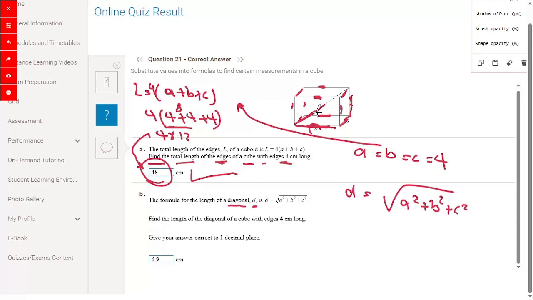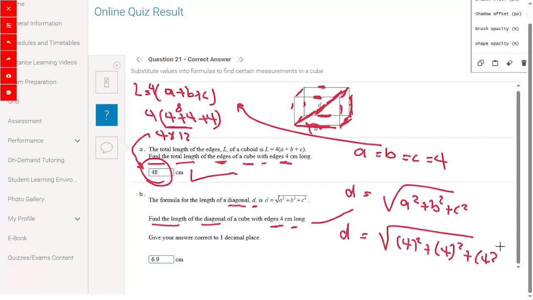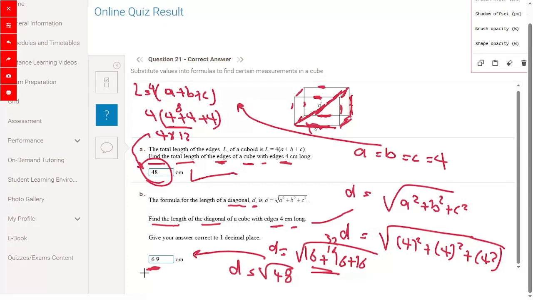So this is diagonal D, which will be the square root of A squared plus B squared plus C squared. Now, again, find the length of the diagonal of the cube with edges of 4 centimeters. So we'll substitute here. D would be equal to the radical of 4 squared plus 4 squared plus 4 squared. So it will be equal to the radical of 16 plus 16 plus 16. This 32 plus 16 will be 48. So D will be equal to radical 48, which is about 6.9.